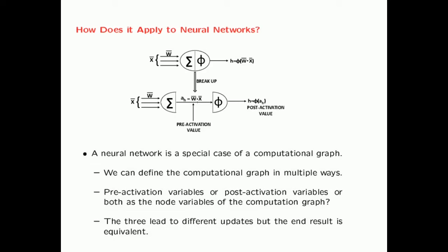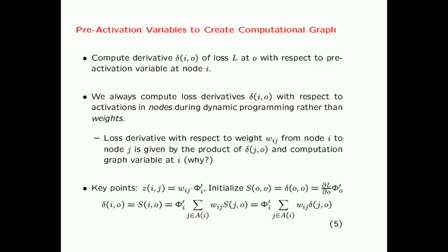Note that for the same neural network, you can compute the computational graph in multiple ways. And here I'm going to go through all of the possibilities just to show you that with this particular broad idea of computational graphs, you can get different types of updates, but the end result is always equivalent. So let's first start with the pre-activation variables to create the computational graph. Now this is actually what you see in most textbooks. Typically, if you pick any textbook on neural network, this is the typical update that you will see.